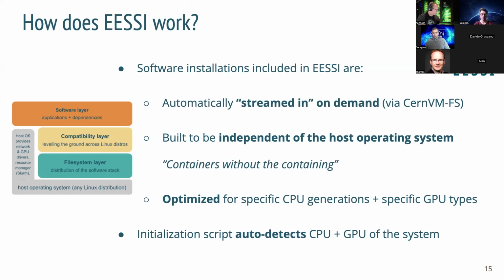We also do auto detection of what CPU and GPU you have, and that will show up in the quick demo. You don't have to find your way around in the repository yourself. You can just source an initialization script, and it figures out what it needs to know to give you the best possible binaries for the software that you want to use automatically.